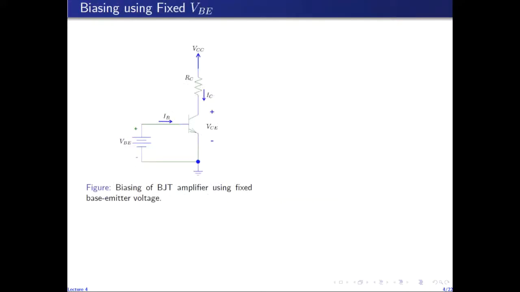So the first biasing scheme that we will study is called the biasing using fixed VBE. It's a very simple network as is shown here. So the base emitter voltage is fixed by this DC source labeled VBE, and this VBE produces output current IC and the output voltage VCE, which are given by these simple relations. So the collector current is exponentially related to the base emitter voltage, and the output collector to emitter voltage is given by VCC minus ICRC. ICRC is the drop across RC.